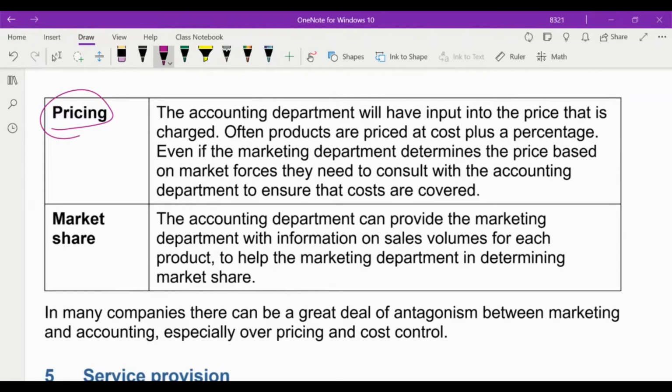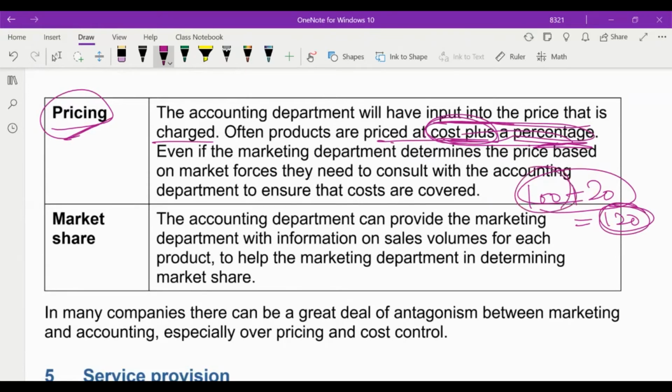Now, who will help the business decide the correct price? The accounts department will. So the accounts department will have input into the price that is charged. Often products are priced at cost plus a percentage. So this cost has to be calculated by whom? The accounts department. And the percentage will be decided by the management: if the cost is 100, then we want to make 20 on it as profit. Overall, the sale price can be decided as 120. But who will give us this cost figure? This cost figure has to come from the accounts department.